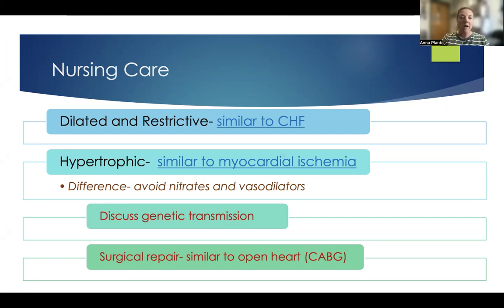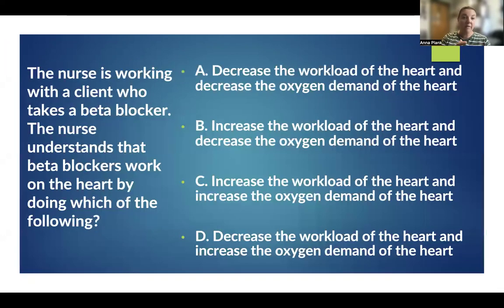As well with the hypertrophic, we have to talk about the genetic connection, and we need to make sure we're talking early and often about what criteria will get us to the point where we need to have that open heart surgery to go in and reopen that left ventricle or right ventricle, depending.